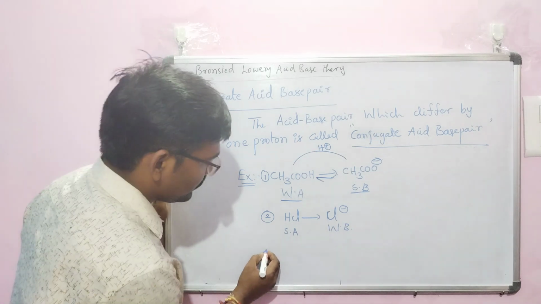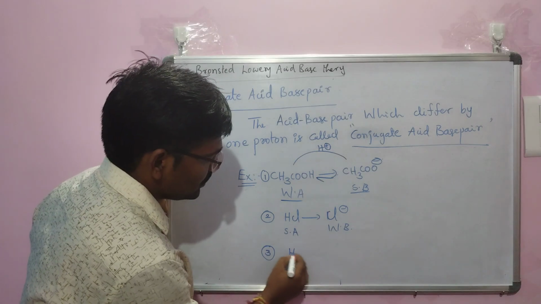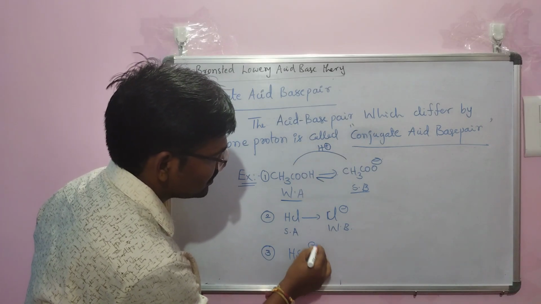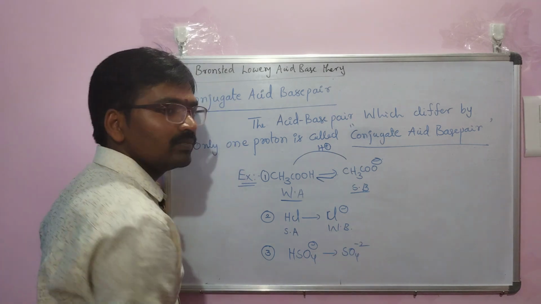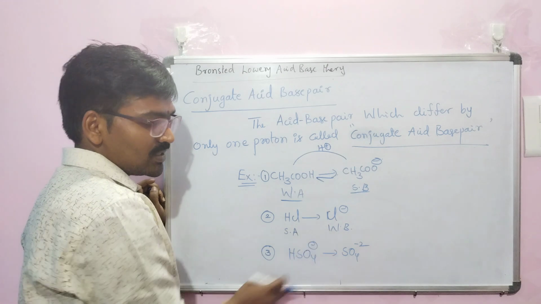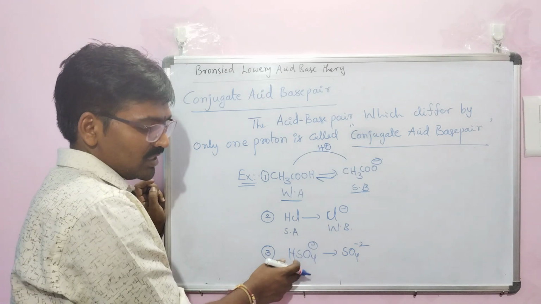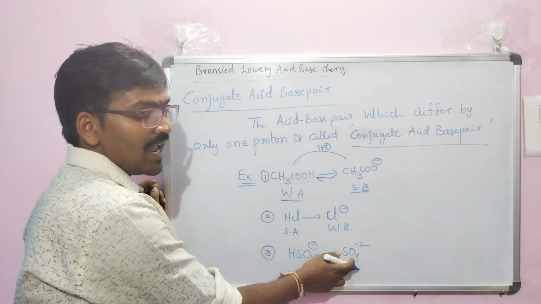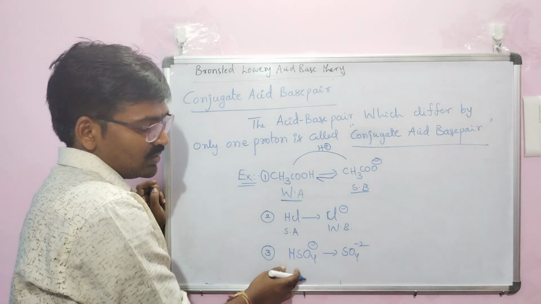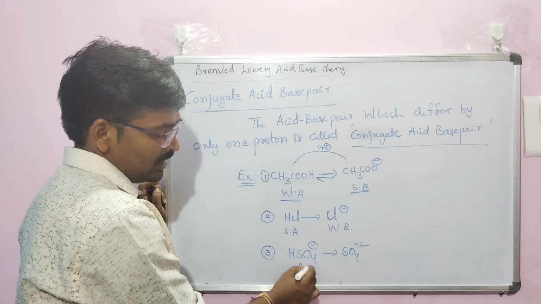For example, one more, HSO4 minus and SO4 2 minus. It is donating an H plus ion, it is dissociating. This has the capacity to donate an H plus ion. Then the other can accept the H plus ion. So it is an acid.